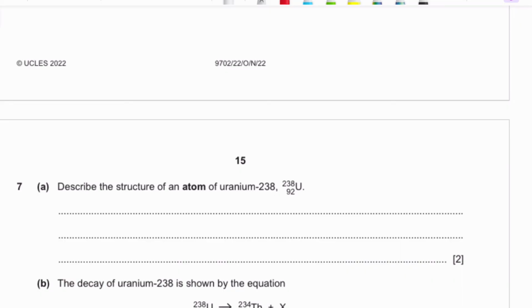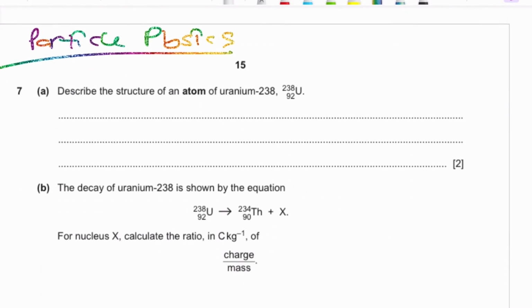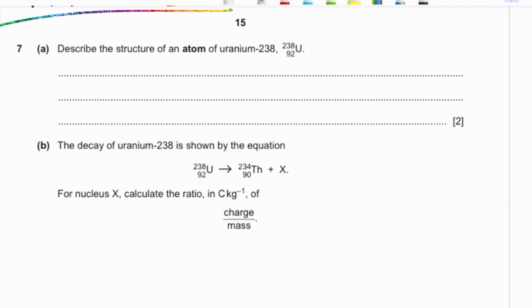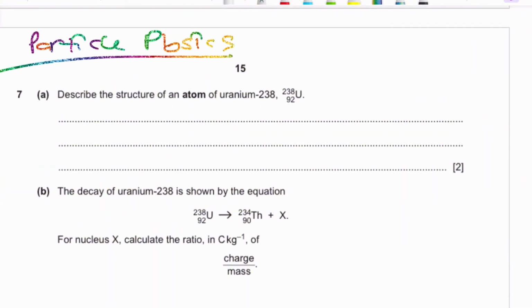Moving on to the last question. This is particle physics, okay? So this is our last question, and so let's begin. We want to describe the structure of an atom of uranium 238-92. So I need you to understand this, guys.